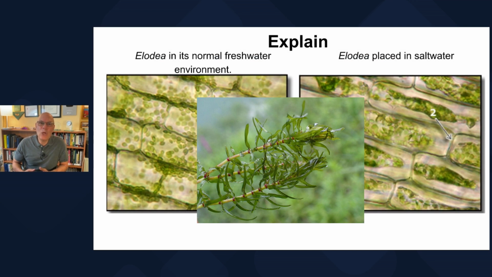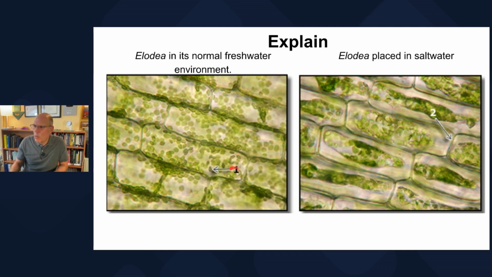This is a water plant. It's called Elodea. It's frequently used in biology labs because the leaves of this plant are extraordinarily thin, only a few cells, and you can just take off a leaf and lay it on a microscope and take a look. Number one in this diagram is a chloroplast. Number two over here is the wall.